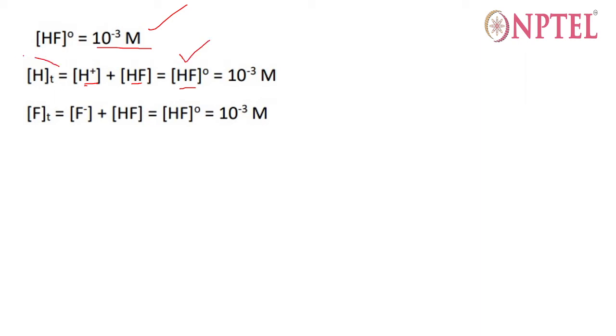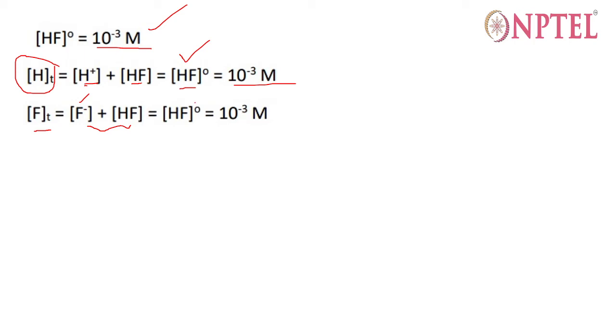So the total H will be equal to whatever hydrofluoric acid initial concentration we have added. So it is nothing but 10 to the power minus 3, and this Ft will be in the form of either F minus fluoride ion or HF hydrofluoric acid. It can be in these two forms. It may not be dissociated completely. So we are writing in these two forms, right?